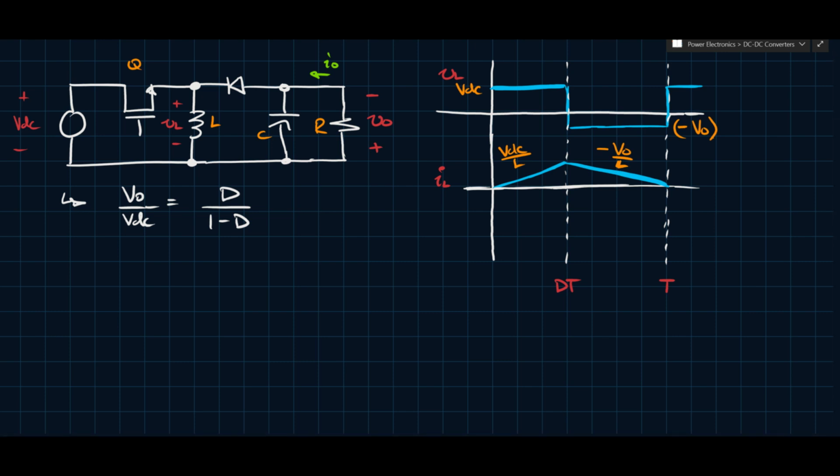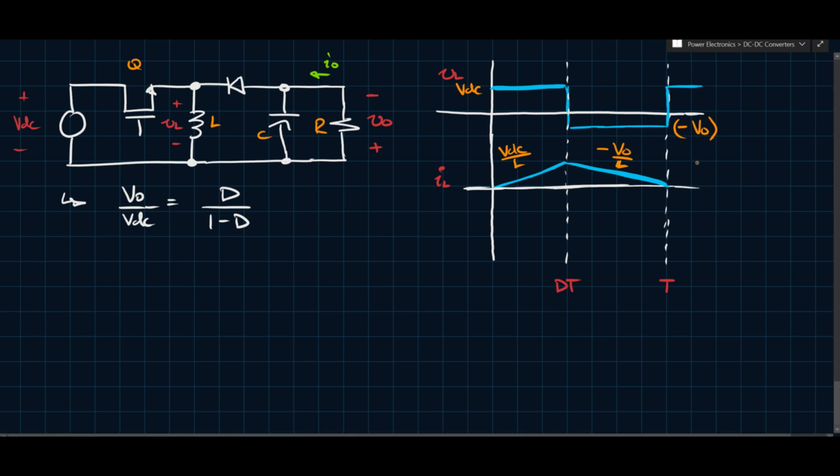So what can we do now with this? With this, we can say that this here is the ripple delta IL. And we know that the ripple, delta IL, is equal to the applied voltage, which in this case is VDC, over L, times the time that it is applied for, which is dt. Okay? Now this can also be written as VO (1 minus D) T over L. And that's just using the conversion ratio that we have just above.